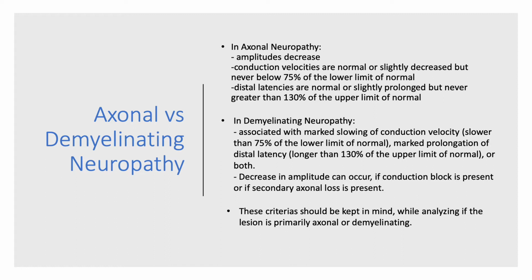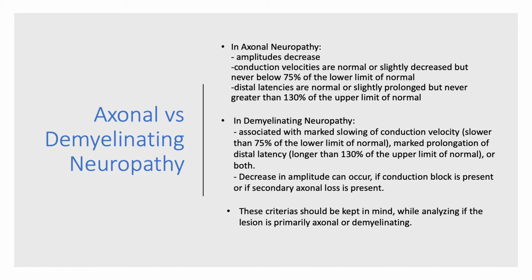This is because when axons lose nerve fibers, their amplitudes decrease, but even if they lose the fastest fibers, even the slow conducting fibers, their inherent conduction velocity is never below 75% of the lower limit of normal. The conduction velocities can go below that only in demyelinating neuropathy, when they lose the myelin on the nerve fibers. The conduction velocities fall in that range.